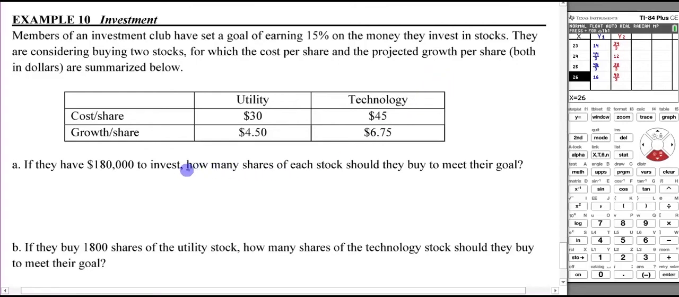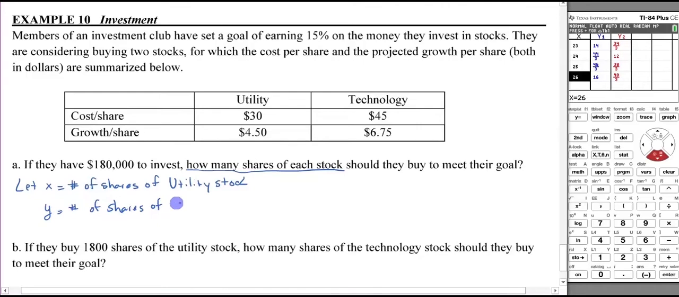So when you look at the question they're asking, how many shares of each stock, that tells you how to define your variable. We're going to say let x equal the number of shares of utility stock. And y is going to be the number of shares of technology stock.